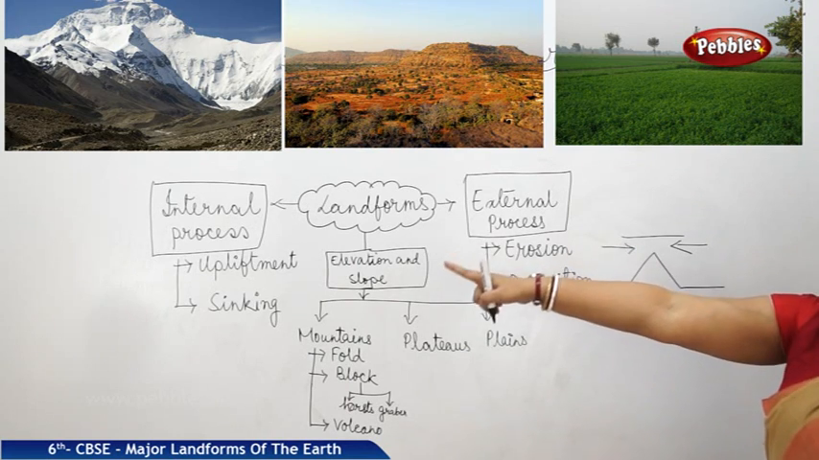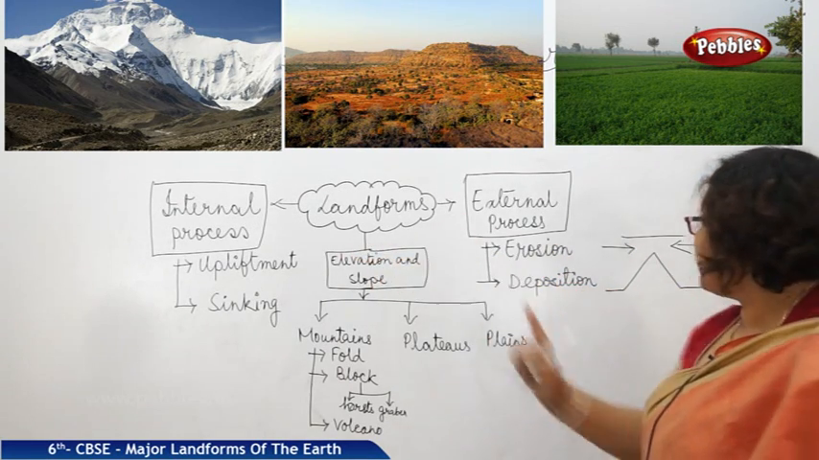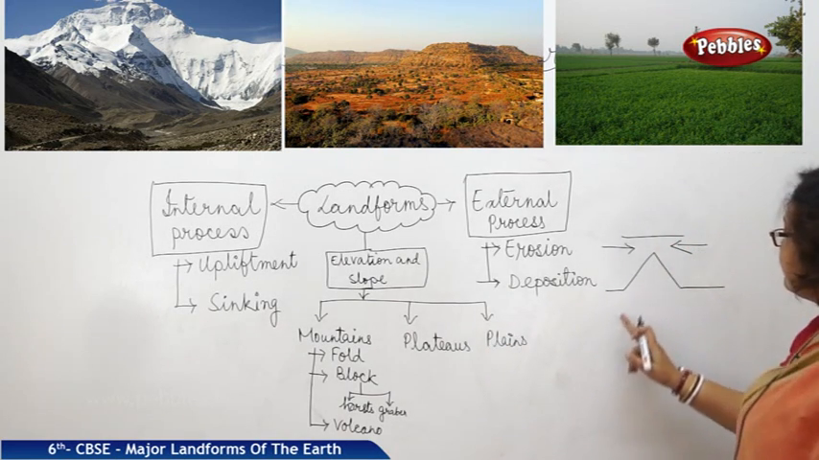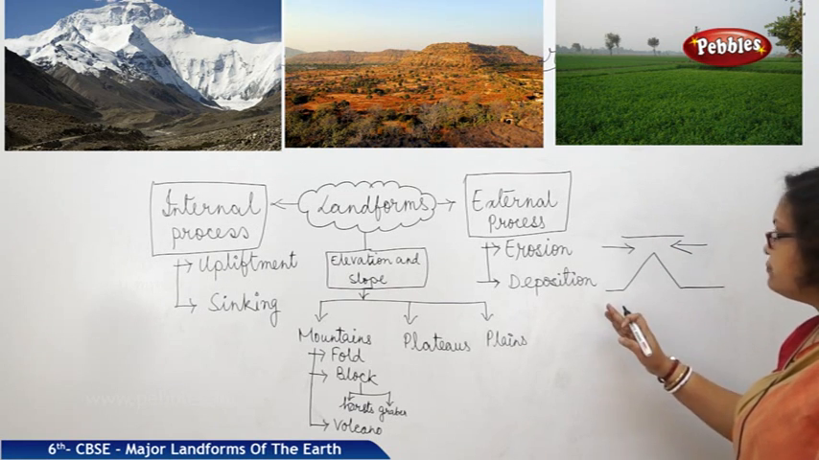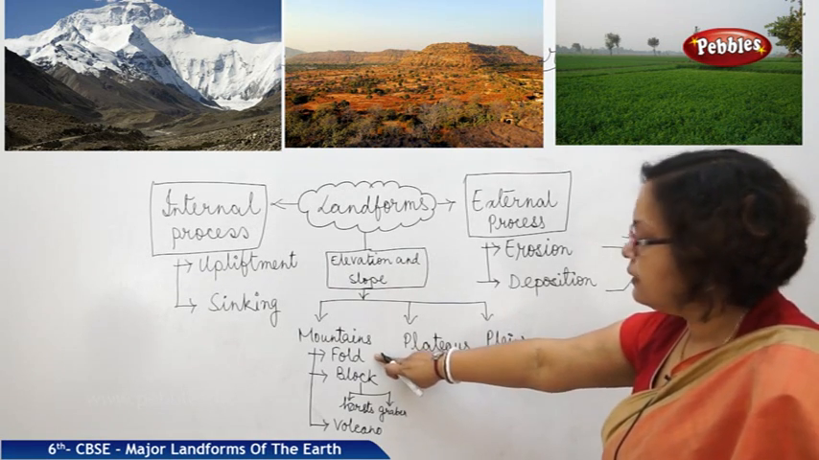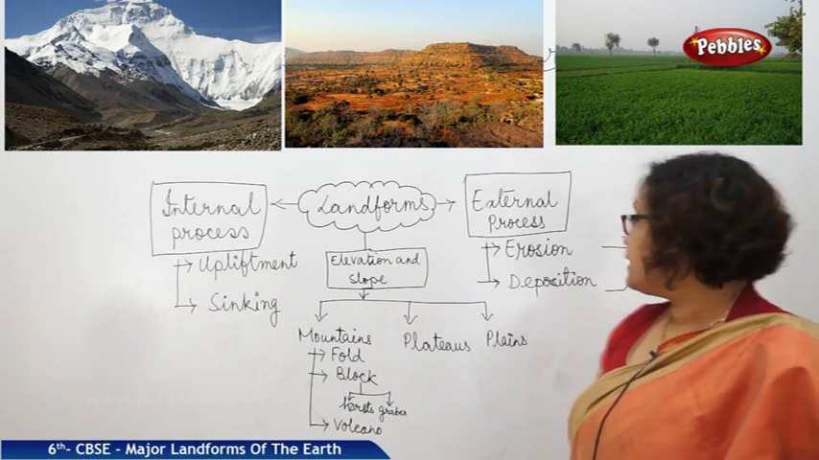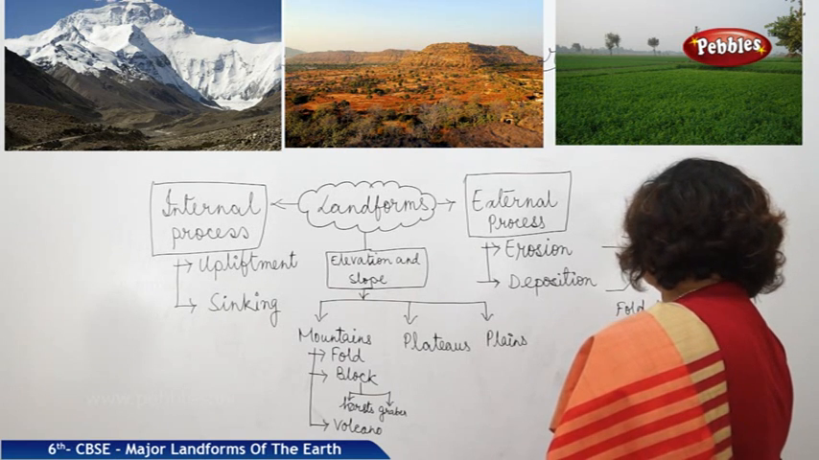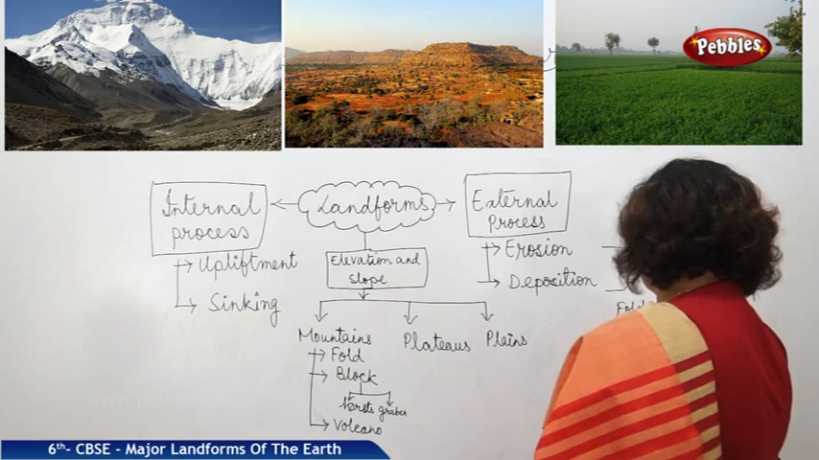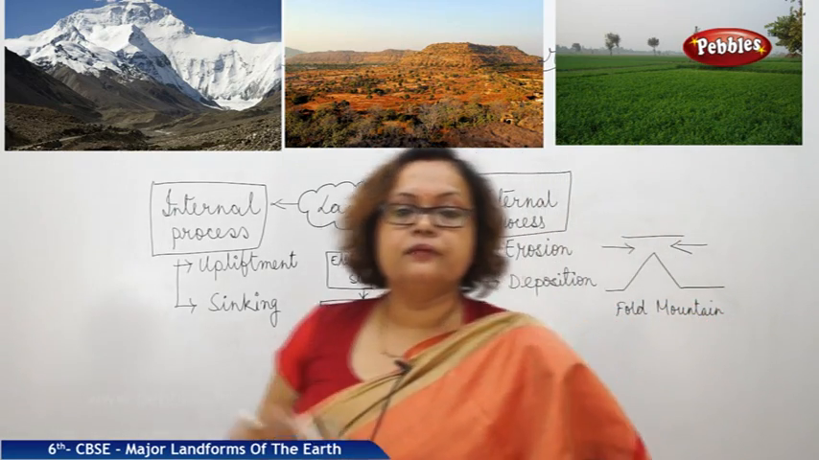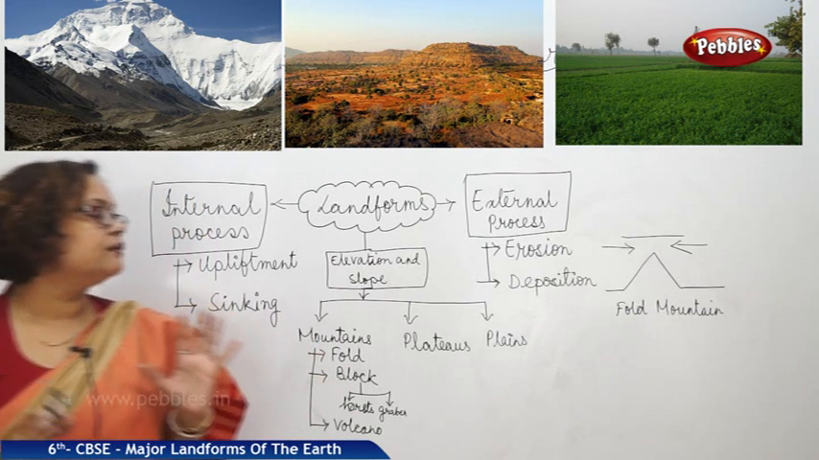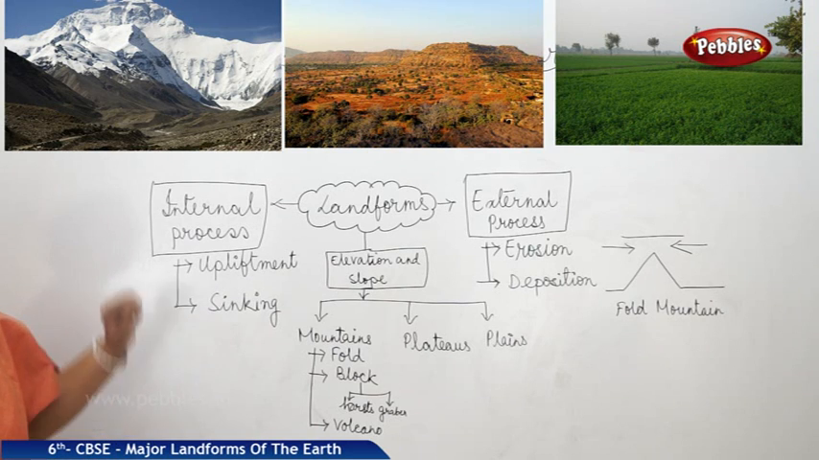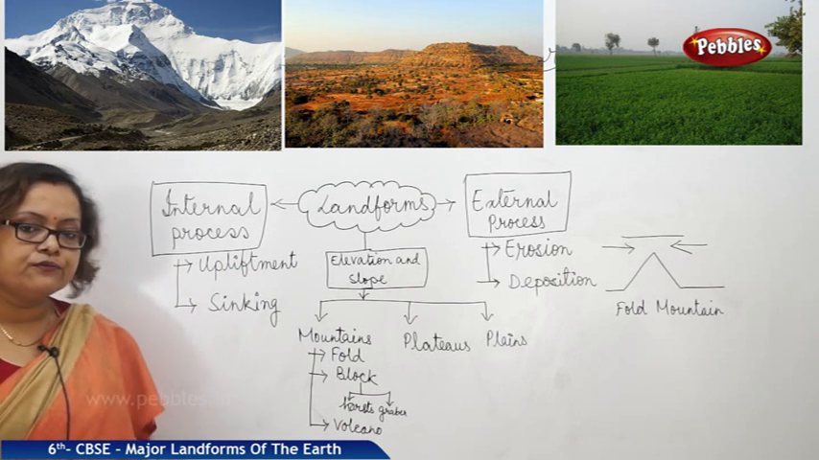I told you about the internal process and upliftment. We can see upliftment in the formation of fold mountains. The middle part is uplifted, and that actually makes the fold mountain. Examples of fold mountains are Mount Everest, the Himalayas, the Aravalli, and the Alps. All of these mountains are a result of the internal process, that is upliftment.